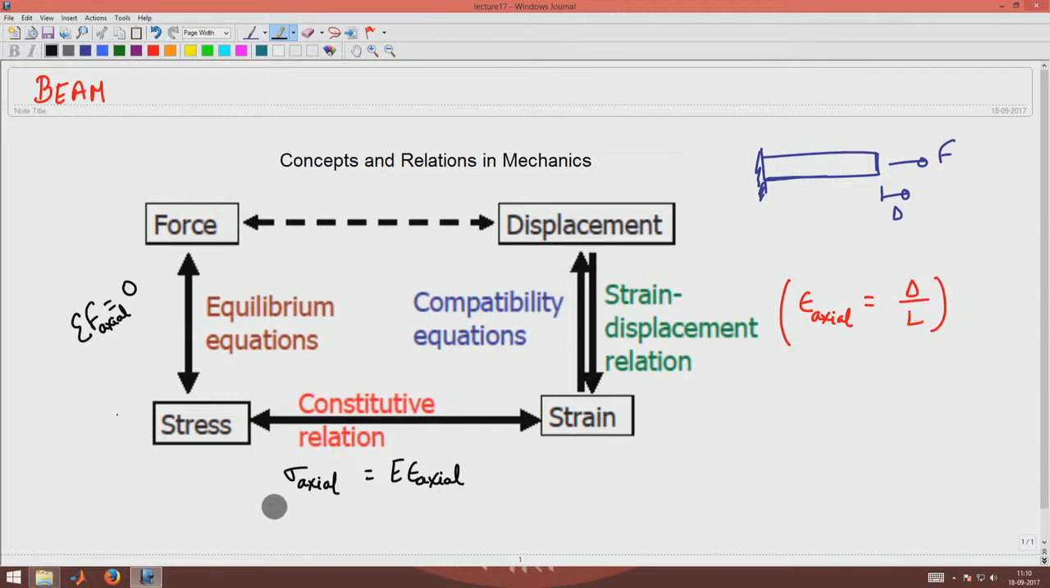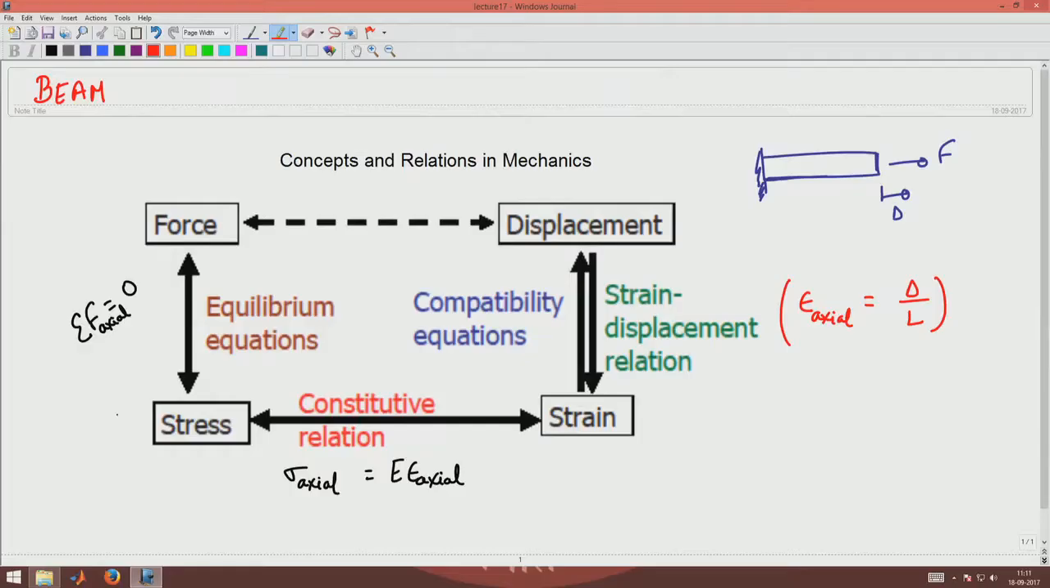Okay. And we saw that we use a constitutive relation, sigma axial is equal to E times epsilon axial, to solve the problem, wherein we use the equilibrium equations to find the unknown deltas. So, this is how we proceeded to solve for axial members. We saw axial members placed in series with different area of cross section and different Young's modulus also. You can use the same approach to solve it.